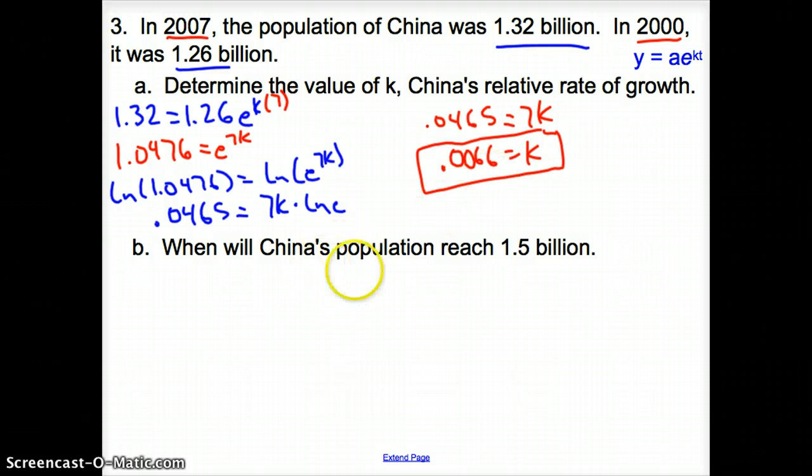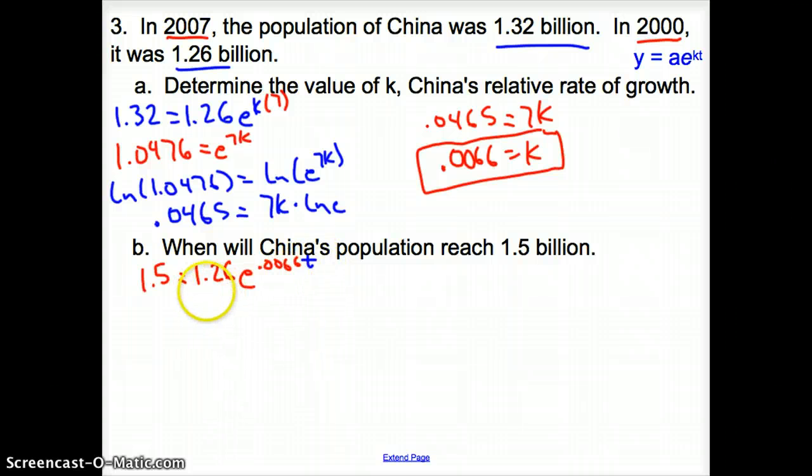Part B asks, when will China's population reach 1.5 billion? So we want to reach 1.5 billion. What do we have to do? We have to set our final destination to 1.5 billion. We do that by going 1.5 equals, and our starting was 1.26 e. And now what is our rate of growth? Our rate of growth is 0.0066, but we now do not know our time t.